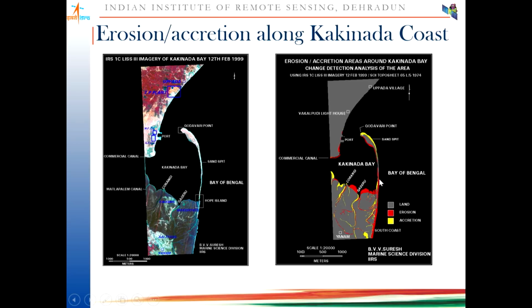See, the entire spit has one end attached to the mainland, while the other terminates in the open ocean. But you can see that the part attached to the mainland is highly erosion prone. If that attachment is no longer there, then it will no longer be a spit, and the spit is acting here like a natural barrier to protect the Kakinada port.